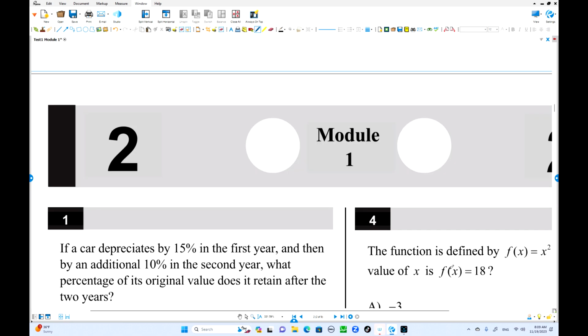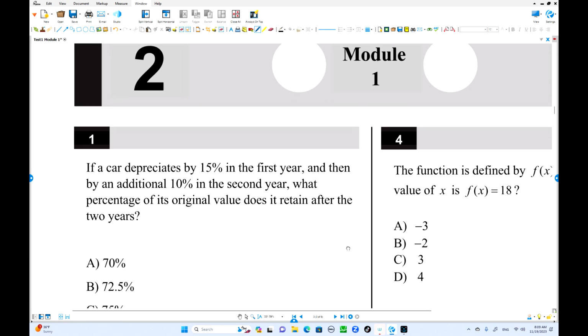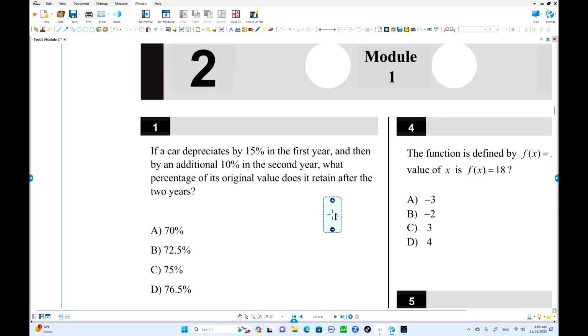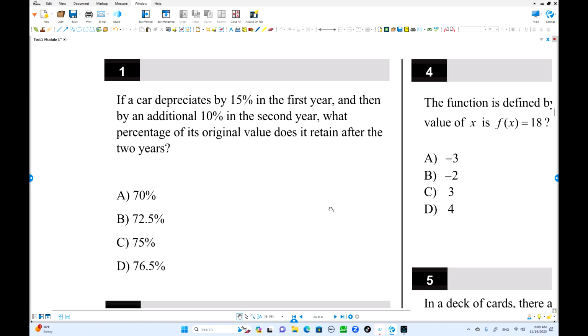Okay, going into practice questions of you, that's too big. There is the right size. Let me see. Oh, this is better.